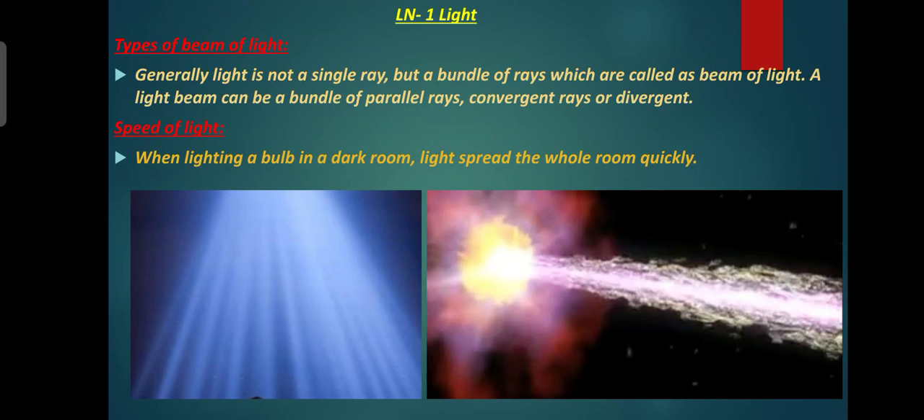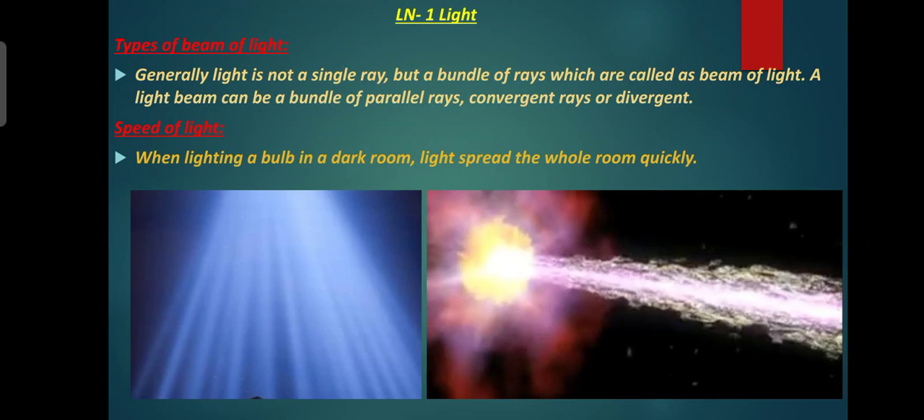Today we are going to discuss beam of light. Generally, light is not a single ray, but a bundle of rays which is called a beam of light. A light beam can be a bundle of parallel rays, convergent, or divergent. Divergent means tending to spread or develop in different directions.